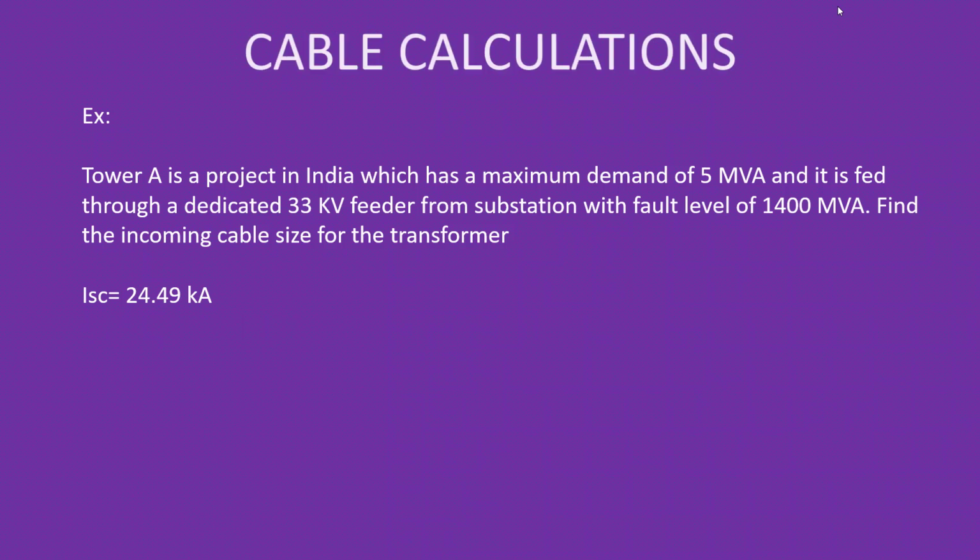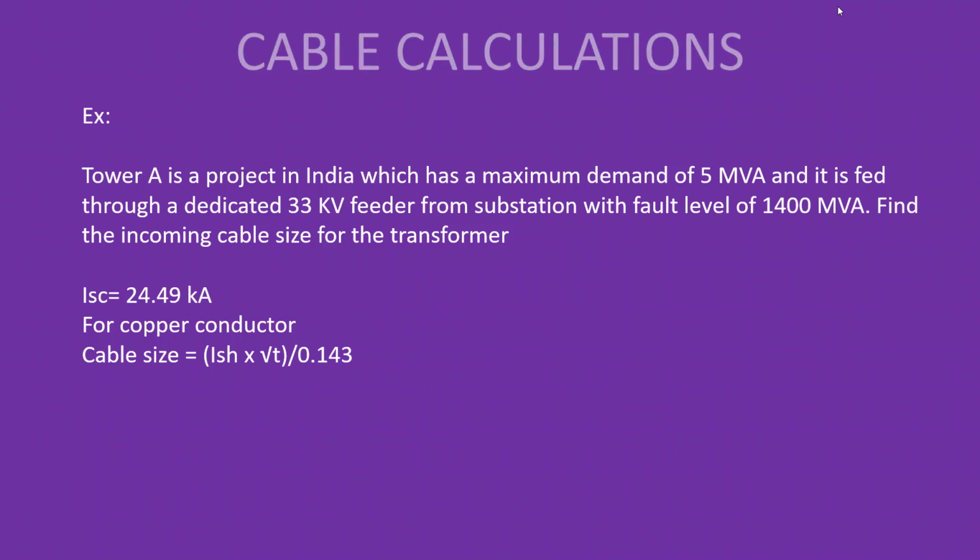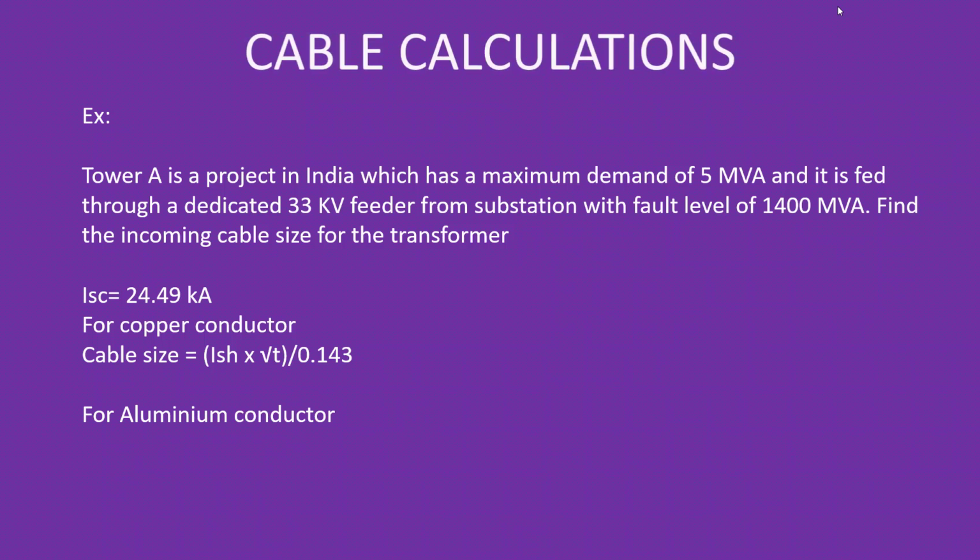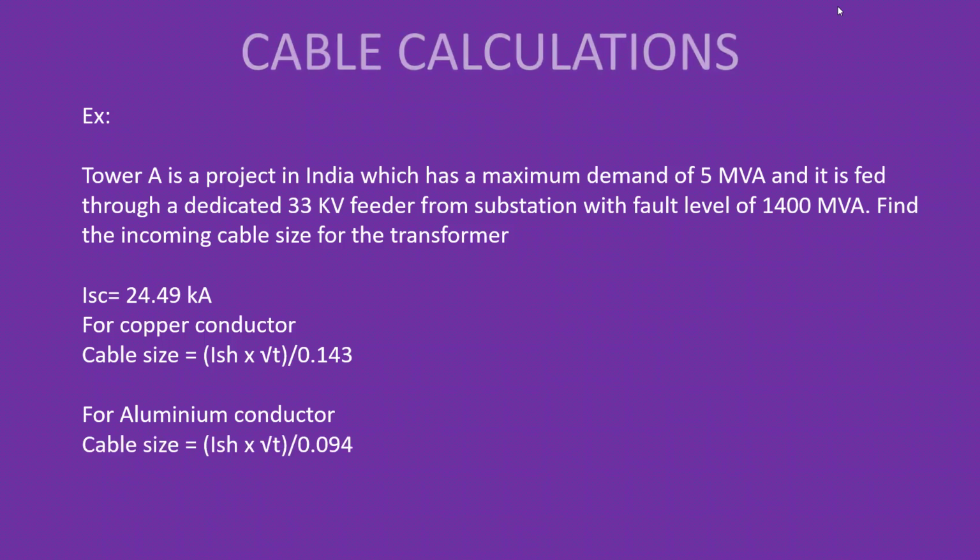What is the equation for cable size? If the conductor is copper, the equation is cable size equals short circuit current into root T divided by 0.143. ISH or ISC short circuit current equals 24.49 kiloampere. For the aluminium conductor, the equation will be cable size equals ISH or ISC into root T divided by 0.094. I am using aluminium cables only. So I am substituting this value in the aluminium cable equation. Here T we will consider as 1 second.